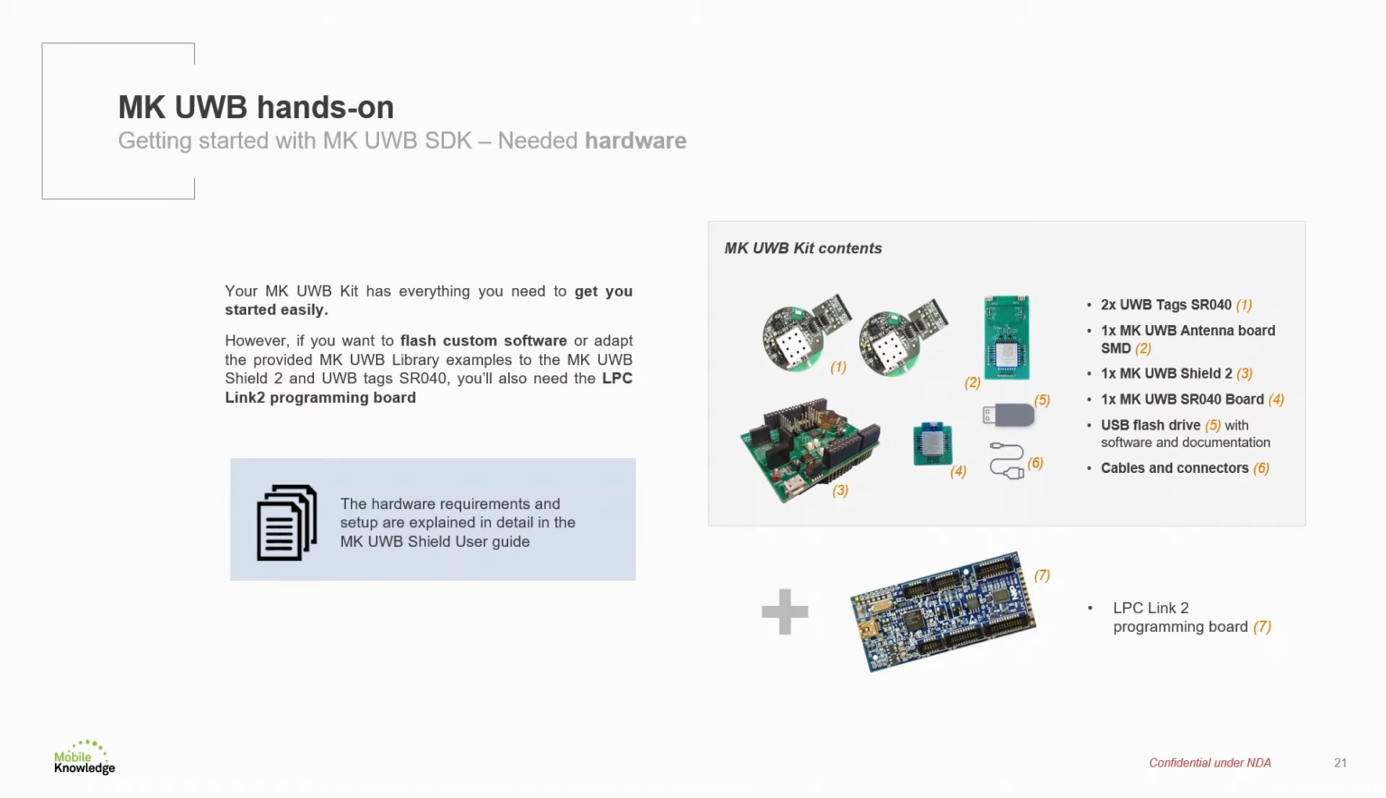Your MK Ultrawideband Kit has everything you need to get started easily, as we've seen before when running the included test cases on your smartphone. However, if you want to flash custom software or adapt the provided MK Ultrawideband library examples to the MK Ultrawideband Shield and tags, you will also need a programming board. We strongly recommend using the LPC Link 2 from NXP, as it has been tried and tested, and in fact the full MK Ultrawideband SDK has been developed using this piece of hardware.